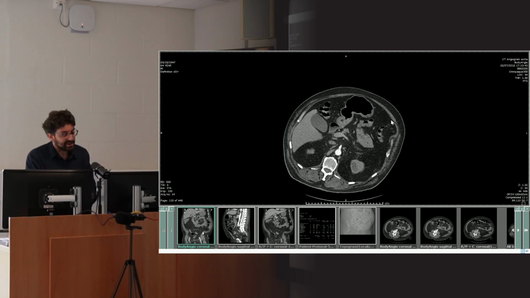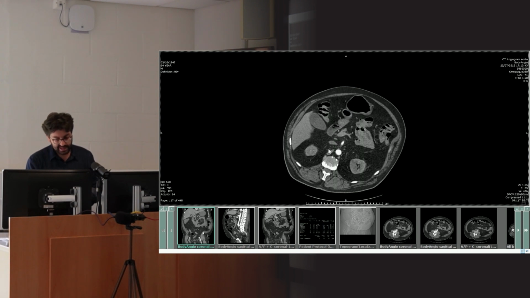So we're going to wait a little bit longer. So we wait longer, the contrast goes into the pulmonary arteries, into the pulmonary veins, back into the left side of the heart, and then out into the aorta. And that's when you do your scan if you want an arterial phase.